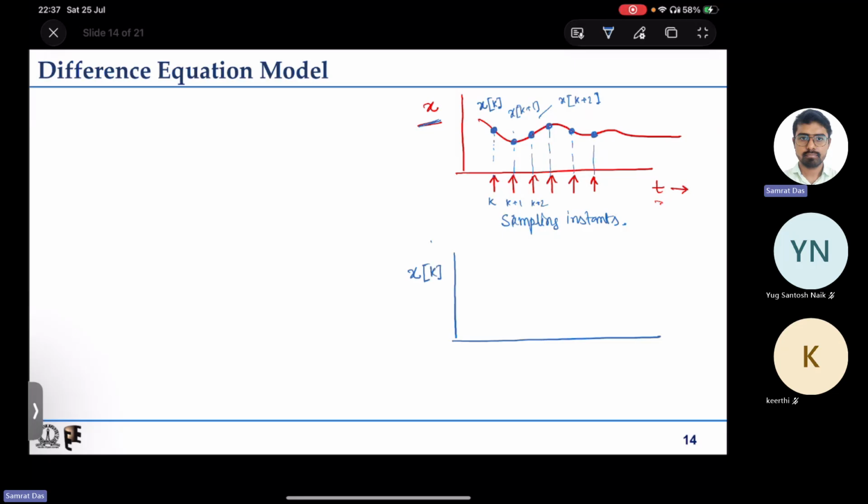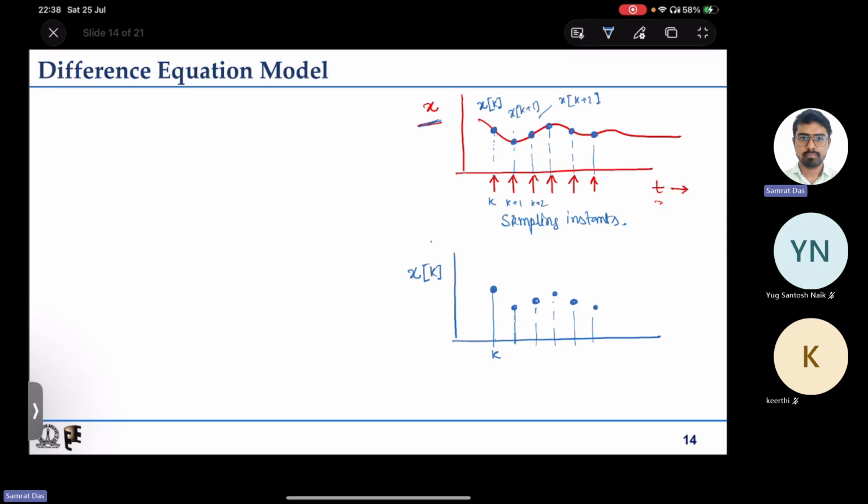You will not have any information of x in continuous time, but you will have only information about it at the kth instant. So at the kth instant the value is this, at k plus 1 the value is this, at k plus 2 it is this value, at k plus 3 it is this value, whatever. So whatever the sampling instances are, we will have some information about the variable like this. What is the value of the state variable in between these two instants, that is not known to us, right?